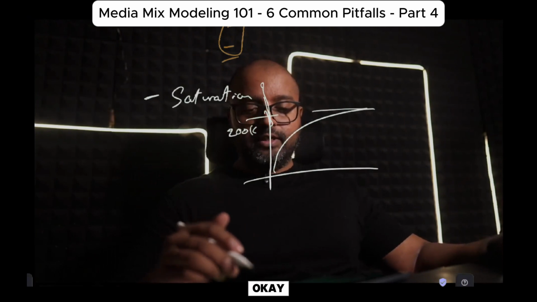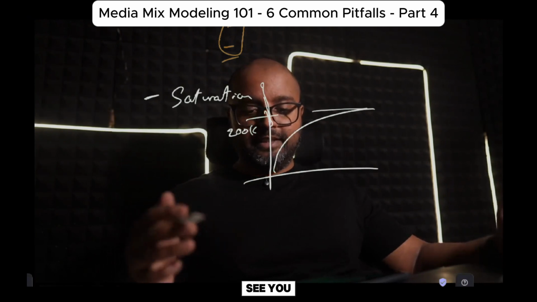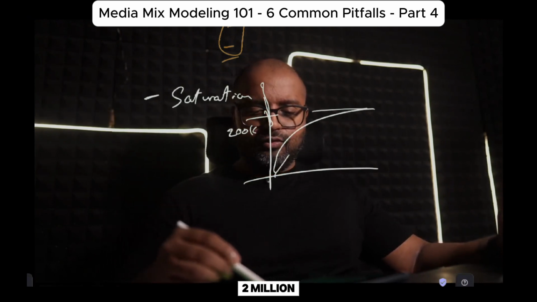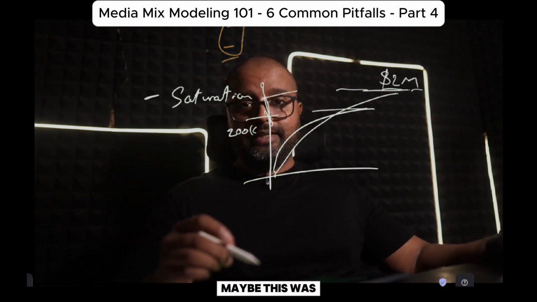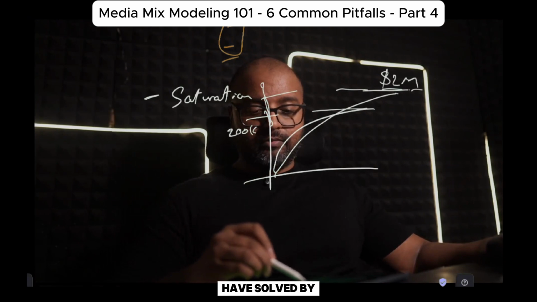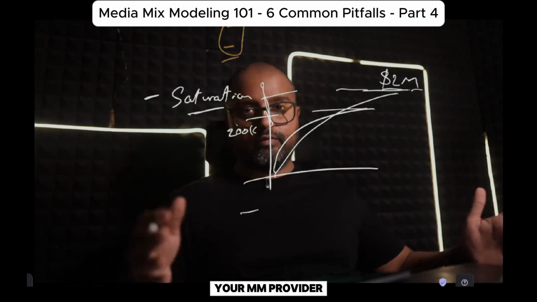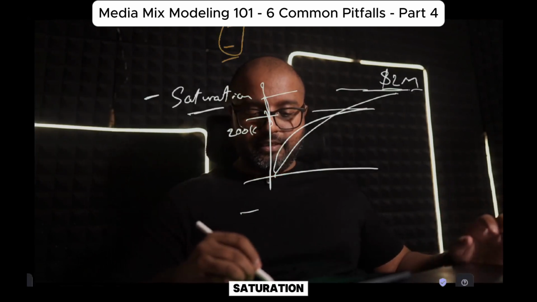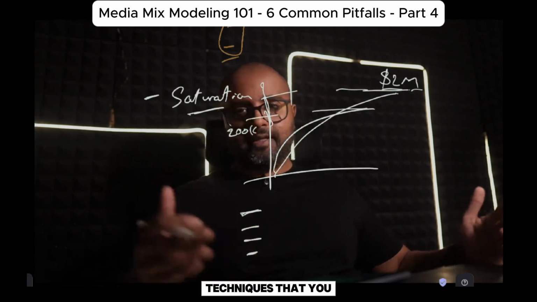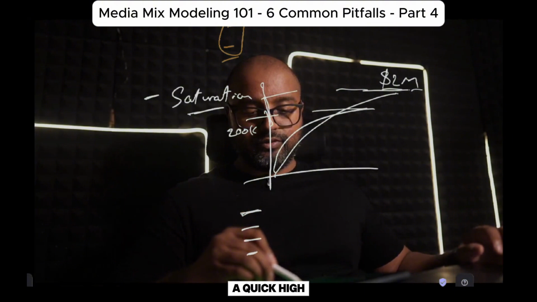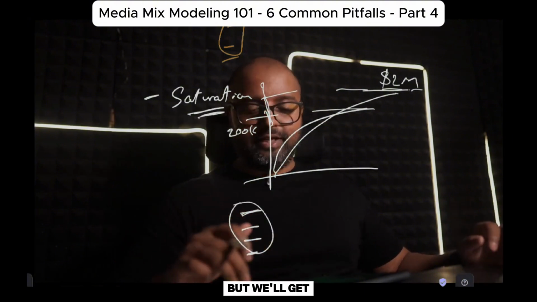From this model, you'll think, okay, I can't spend more than 200K, and then you'll just leave it at that. But you can see some of your competitors are spending like, let's say 2 million. They're all the way up here and they're not saturating. So what's happening? Maybe this was an issue that you could have solved by looking at different saturation methods. Again, depending on who your MMM provider is, or if you're doing this by yourself, there's Hill saturation, there's logistic, there's Tanh, Michaelis-Menten, and so many other techniques that you can use here. Again, hopefully this gives you a quick high level overview of what the problem is. There are various solutions over here, but we'll get to that in a separate video.